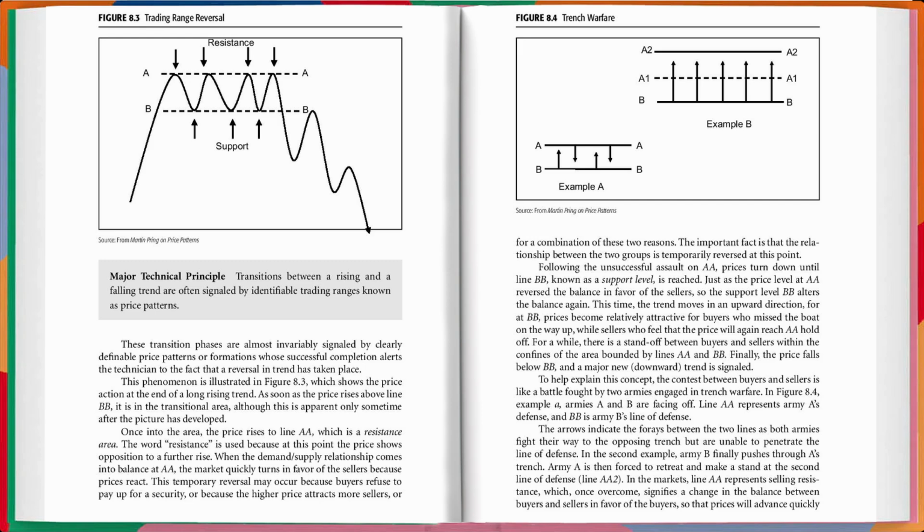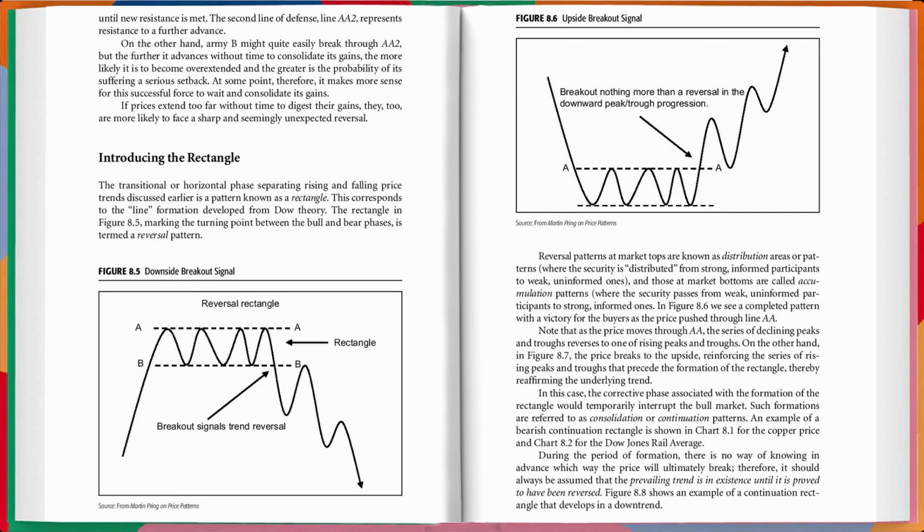In the markets, line AA represents selling resistance, which, once overcome, signifies a change in the balance between buyers and sellers in favor of the buyers, so that prices will advance quickly until new resistance is met. The second line of defense, line AA2, represents resistance to a further advance.